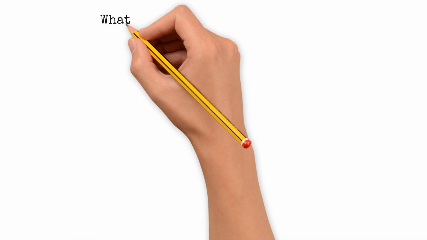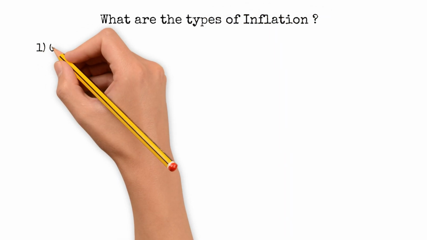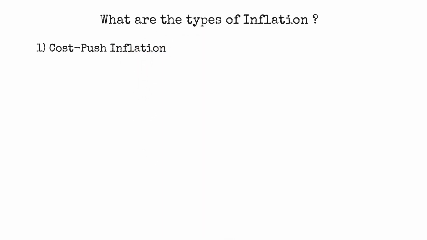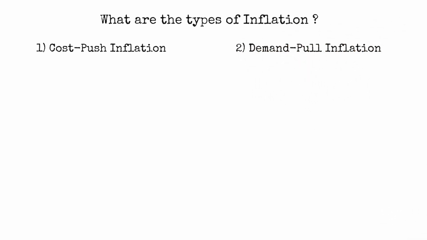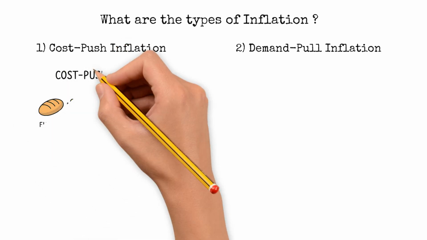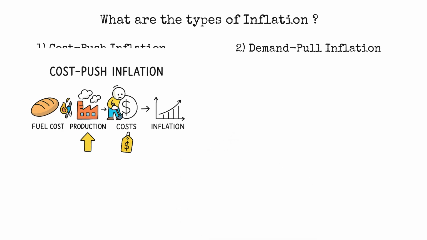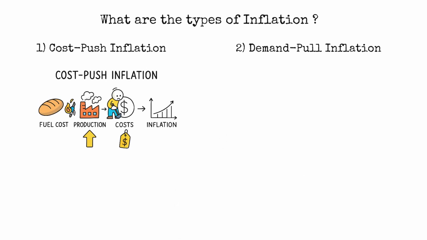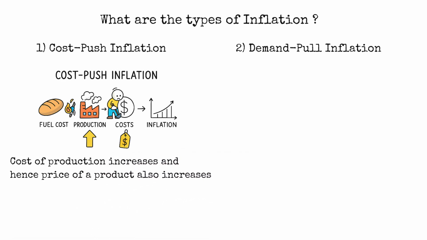Now we will see how many types of inflation there are based on the cause of inflation. There are two types: first is cost push inflation, which is also called supply shock, and the second is demand pull inflation. When the cost of the product goes up because of an increase in labor wages or electricity bills or cost of transportation because of hikes in fuel prices, etc., it is cost push inflation. So basically the cost of production is increasing and hence the prices of products are increasing. So this is cost push inflation.